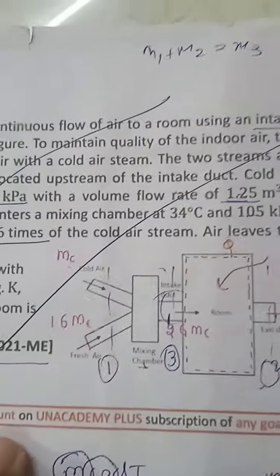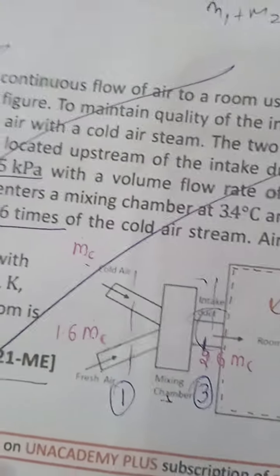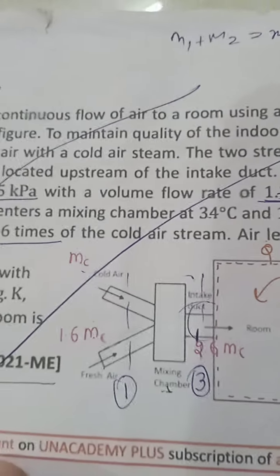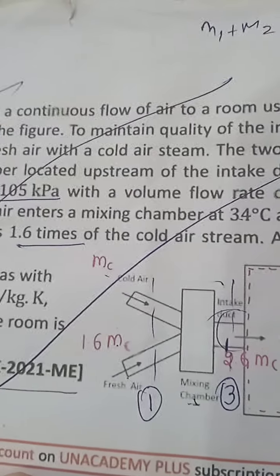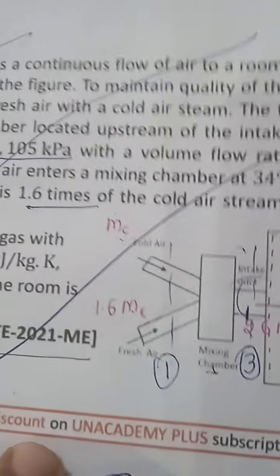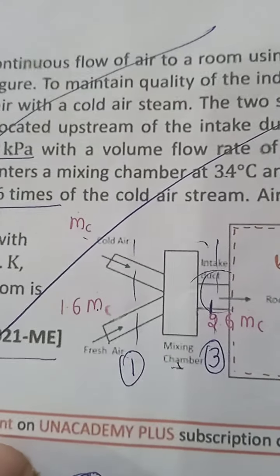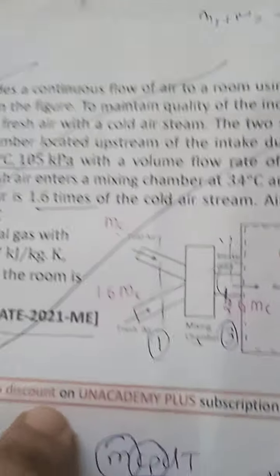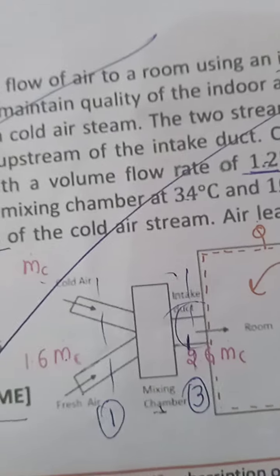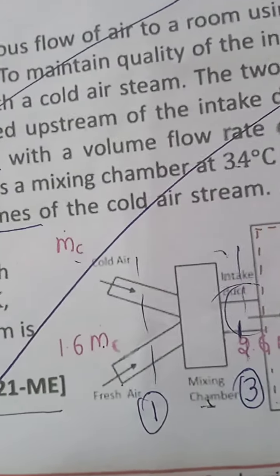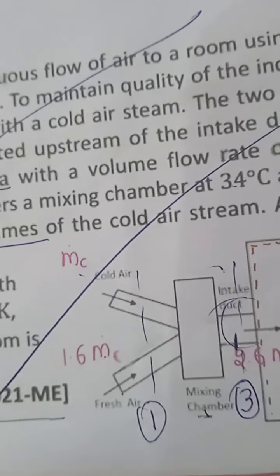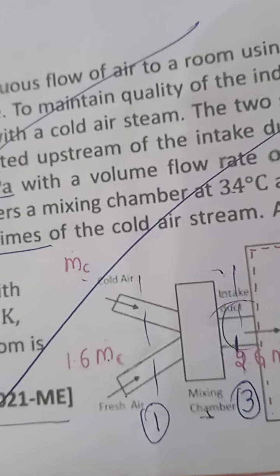Get 2021. M1H1 plus M2H2 is equal to M3H3. Cp for air is constant. Cold air, fresh air, no matter. Cp does not depend on mass. It is an intensive property, so Cp will remain constant. Only you have to find T3. You can find T3 by M1H1 plus M2H2 is equal to M3H3, and H1 is equal to CpT1, plus CpT2 is equal to CpT3.